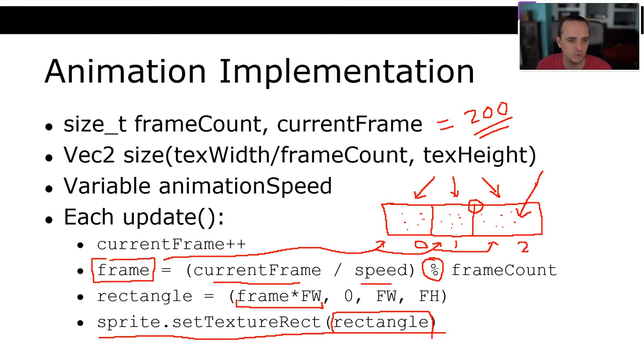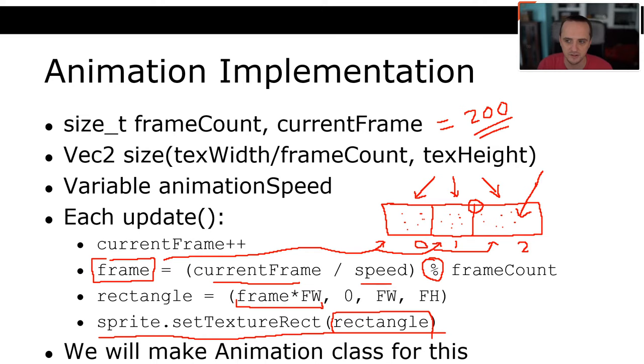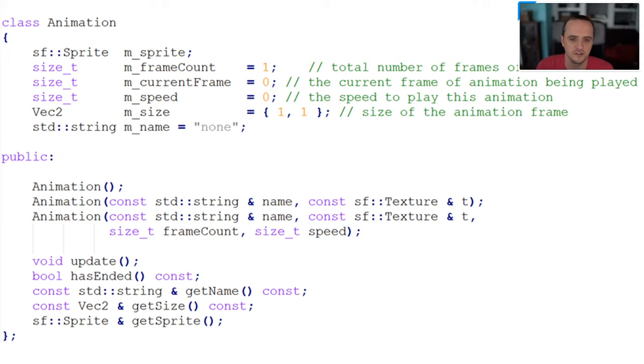Perfect. And we're going to make an animation class for that. And here's the animation class. This is exactly what you'll get in the assignment. So we have the sprite. The sprite is the thing that's going to store the pointer to the texture and the thing that's going to be drawn to the screen. We're going to have the frame count, the current frame, the speed, and the size.